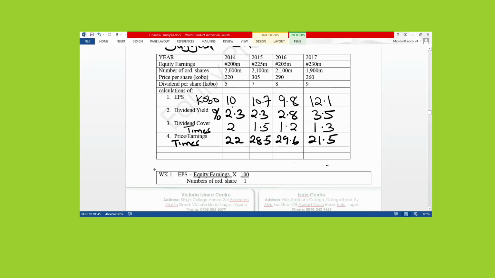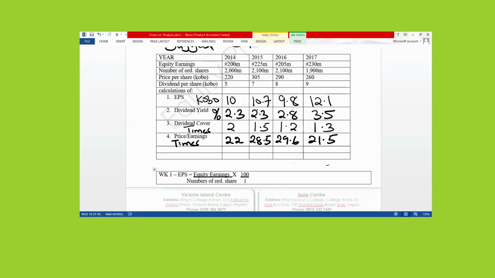In 2014, earnings per share 10 kobo. In 2015, earnings per share 10.7 kobo. Calculate the percentage increase. What is the percentage increase? 7%. Why do we have a 7% increase?